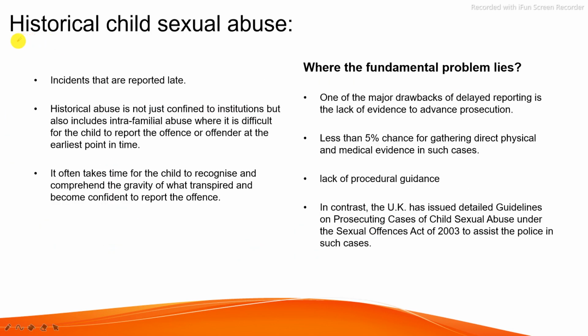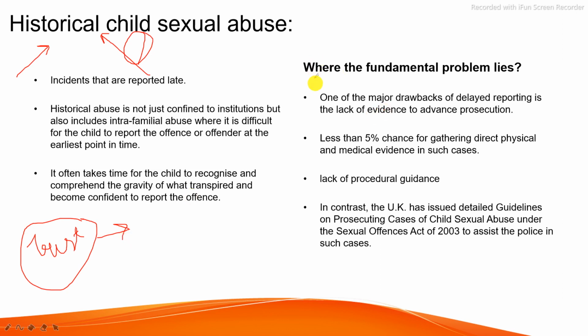Now what is historical child sexual abuse? When a case is reported late, that means when incidents happened in the past but for some reasons were reported late, that comes under the category of historical child sexual abuse. The reasons behind delayed reporting of cases could be trust issues. That means a child is unable to trust his or her family members or the police officers. So these were the basic reasons behind the late reporting of cases.